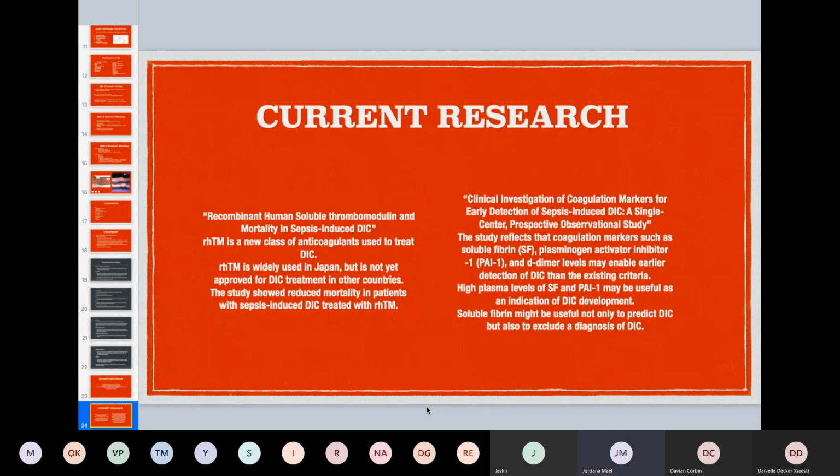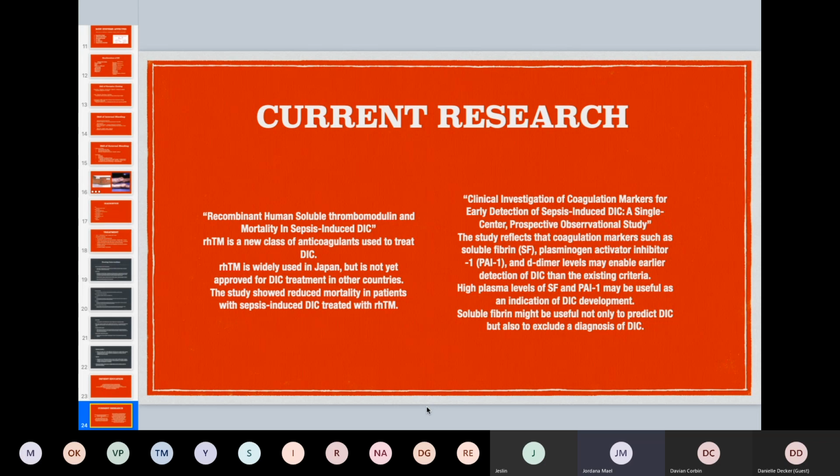So a few of the things we found were, there was a study, recombinant human soluble thrombomodulin and mortality in sepsis-induced DIC. So this is a new class of anticoagulants that they're using in Japan to treat DIC. It hasn't been approved yet in other countries, but it did show a reduced mortality in patients with sepsis-induced DIC.